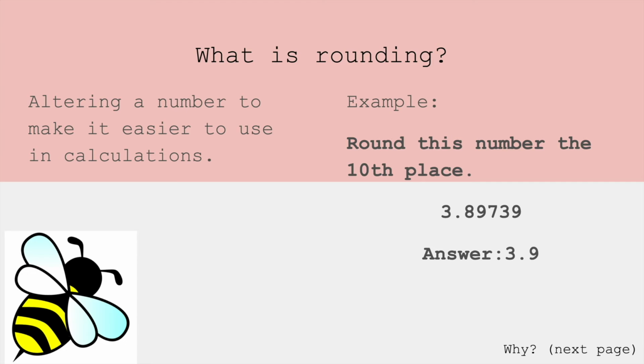What is rounding? Rounding is just changing a number up so that it makes it easier to use it while you're doing math. So you can see here that if we were to round this number to the 10th place, our answer would be 3.9. So it gives us a much smaller number to work with. That makes it easier for us to do math with. Because if you added this to 1, it would be a little bit harder, but if you added this to a number, it would be a lot easier to solve.